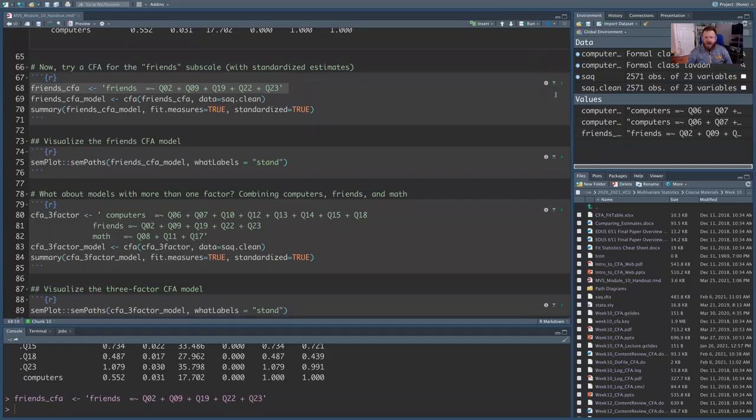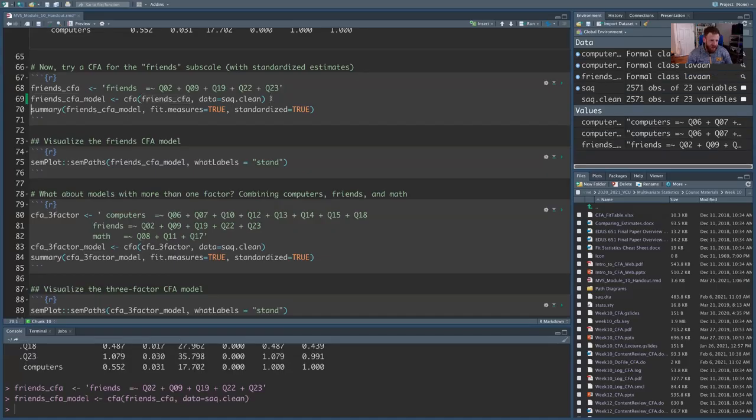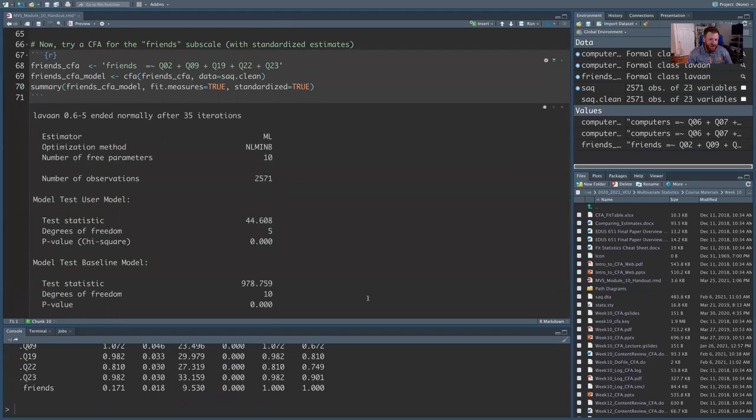And then next I can, sorry, I'm having some mouse issues. Okay, we're good. Here are my 3 models here. So next I can run this model. I'm going to call this friends CFA model. So this is actually the results, and it's going to be a CFA based on the friends CFA text. And then my data set is the same. So run that. And then I'm going to get a summary of this, again, with fit statistics and standardized estimates.